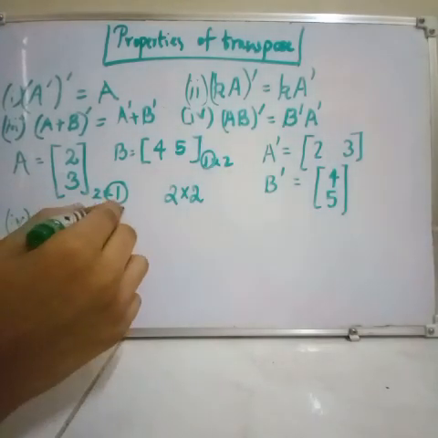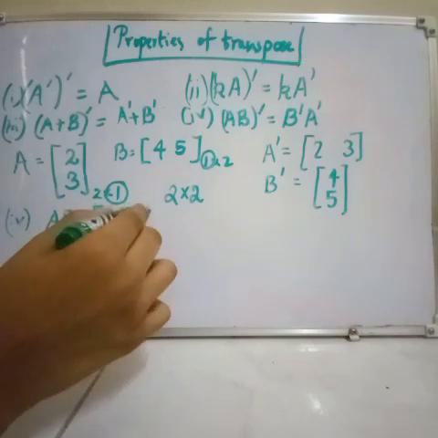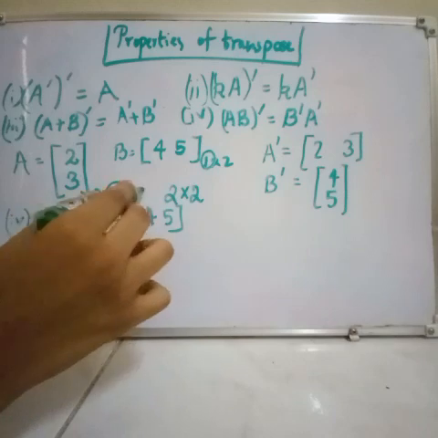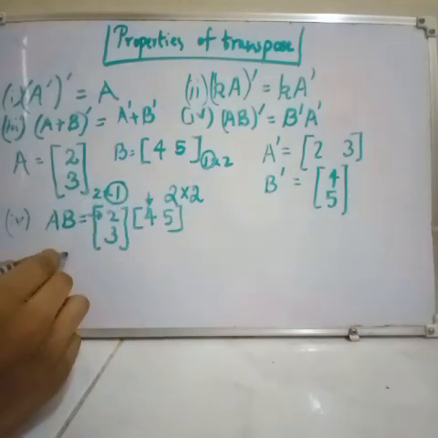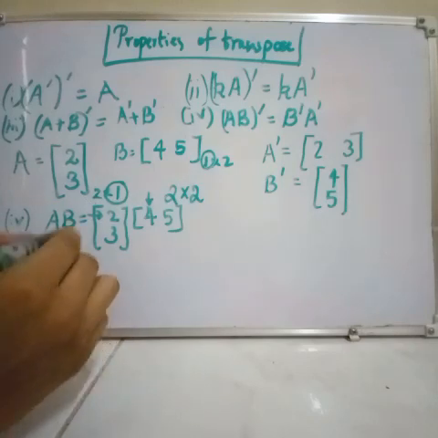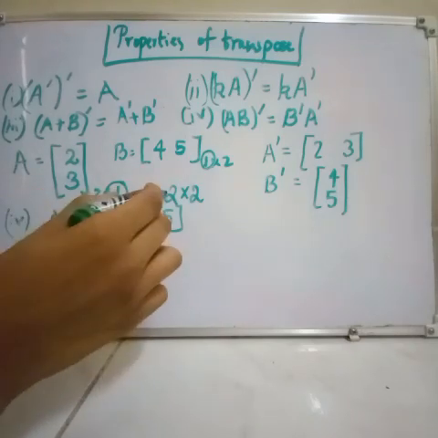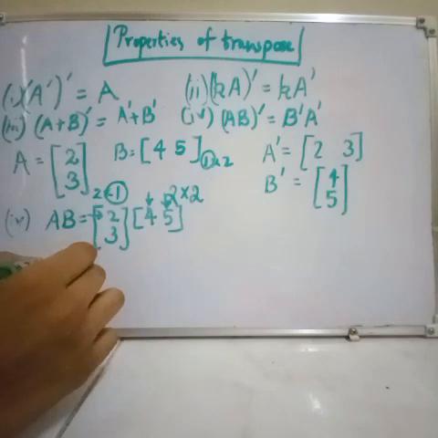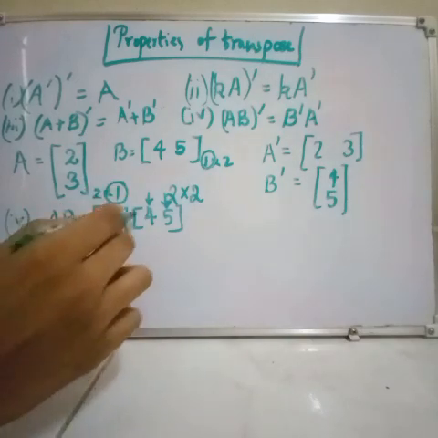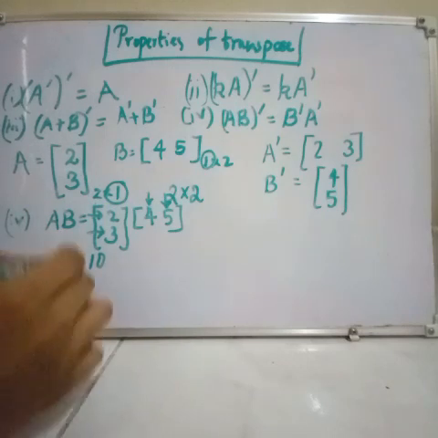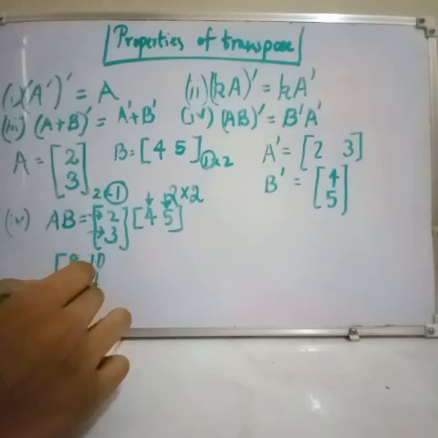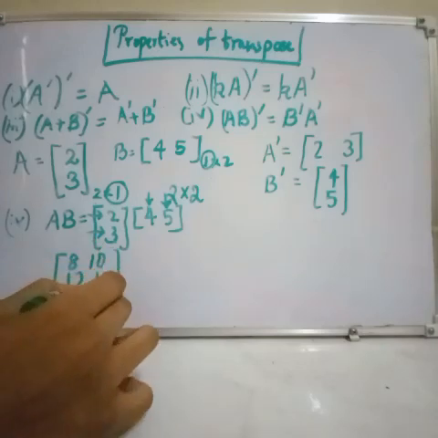2, 3 times 4, 5. First row with first column, 2 times 4 would be 8, the first element. Now first row with the second column, 2 times 5 would be 10. Then second row with the first column, 3 times 4 would be 12. And second row with the second column, 5 3s are 15. So this is our AB.